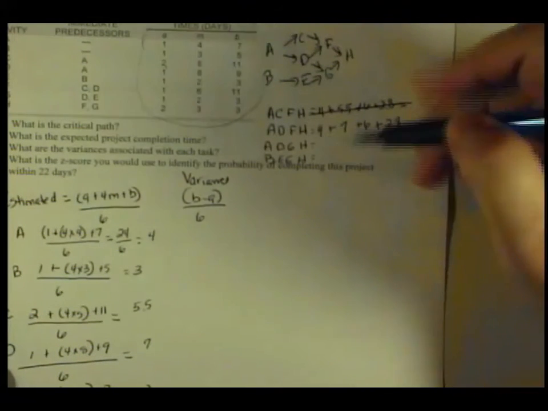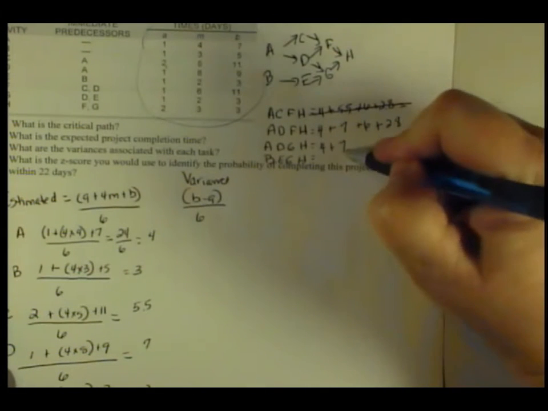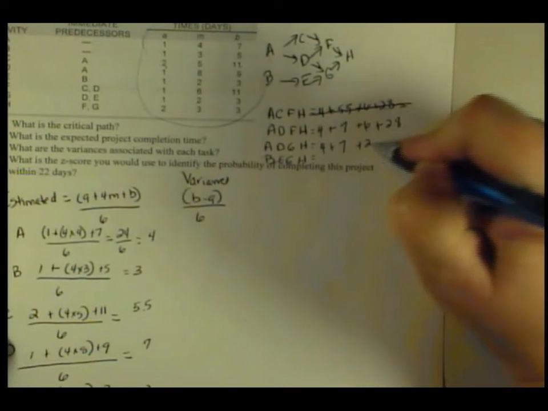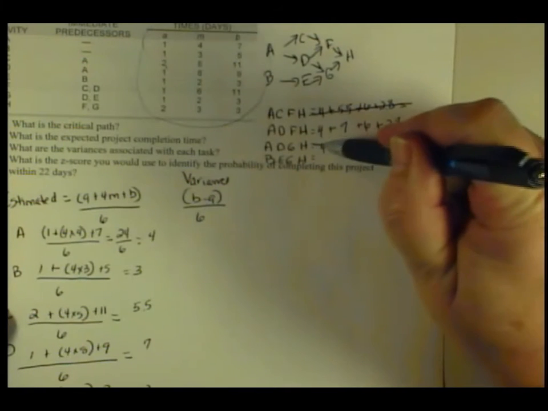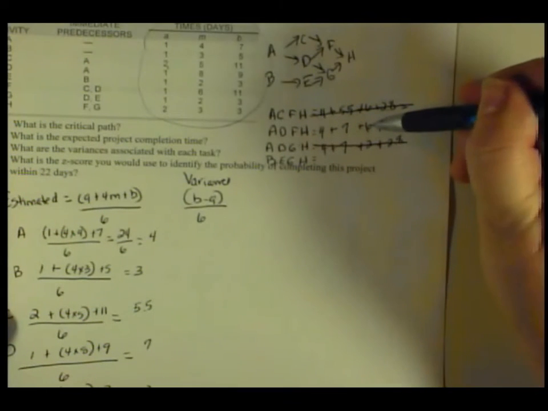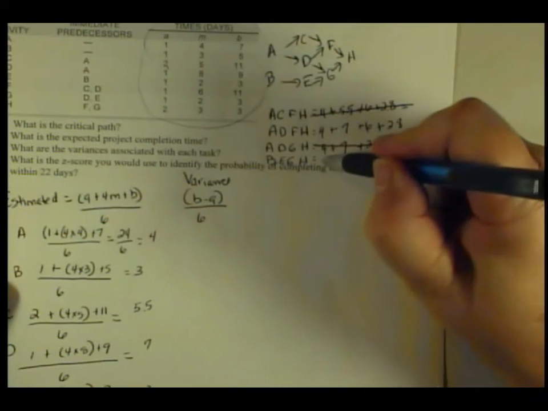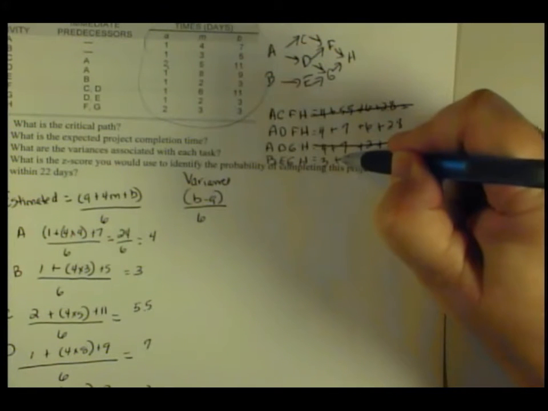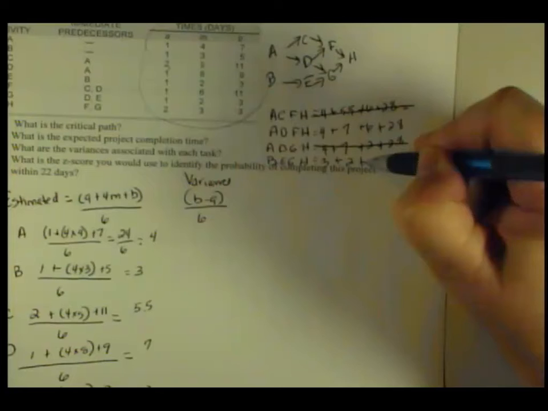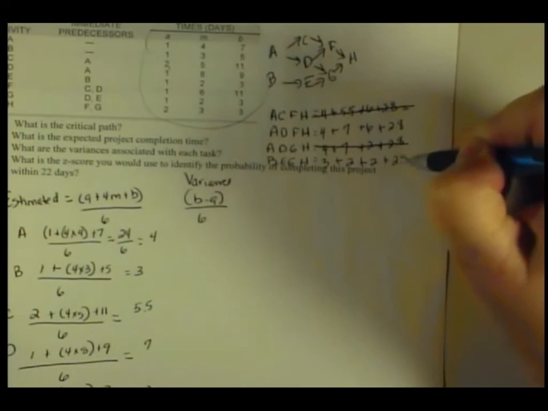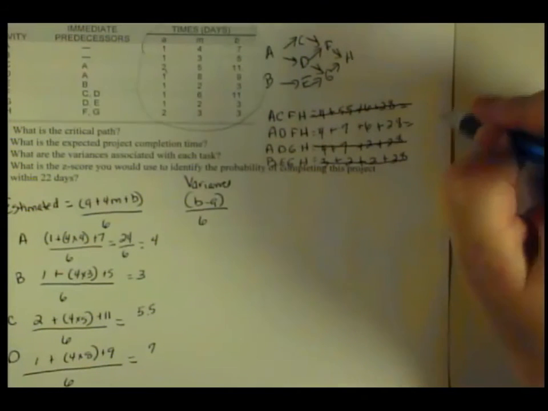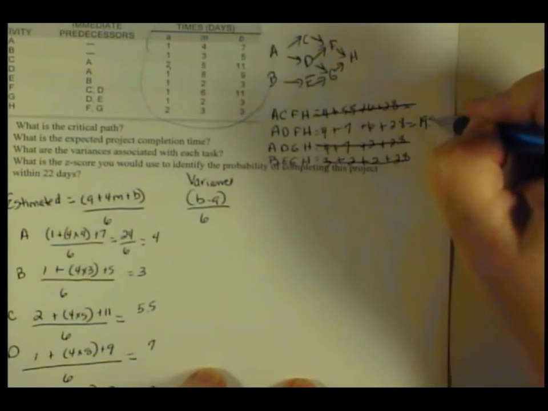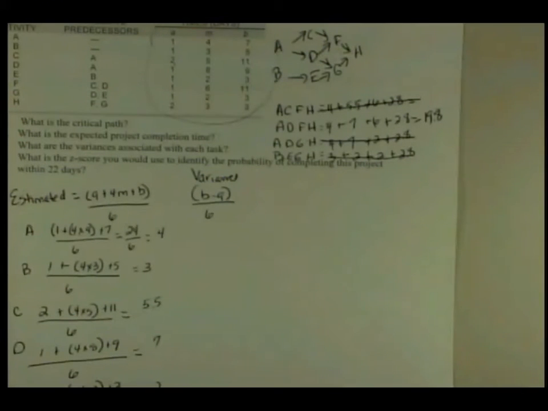A, D, G, and H, I have 4 plus 7 plus G is 2 plus H is 2.8. Again, the only thing that's different here is the F and the G, and G at 2 is less than my time for F, which is 6. B, E, G, and H, I've got 3 plus E is 2 plus G is 2 plus H is 2.8, and again, that's going to be less. So A, D, F, H is my critical path: 4 plus 7 plus 6 plus 2.8 is equal to 19.8. Did you track how I did that comparison and didn't have to add every single one of them up?